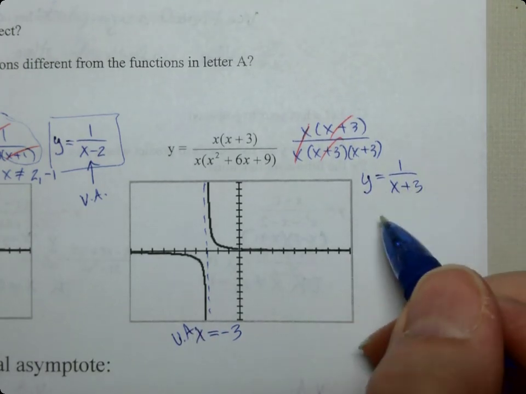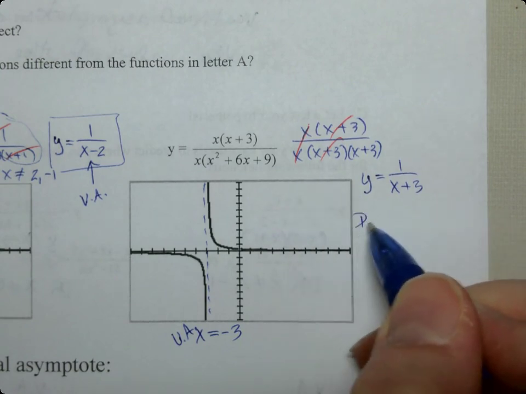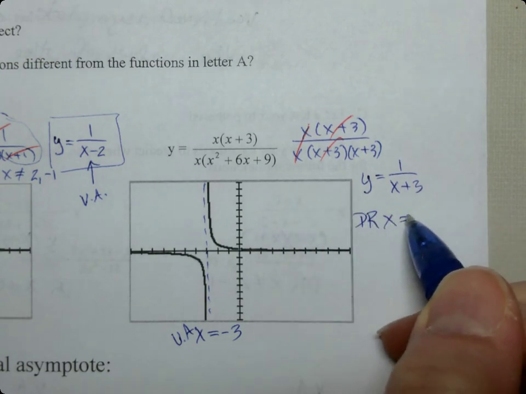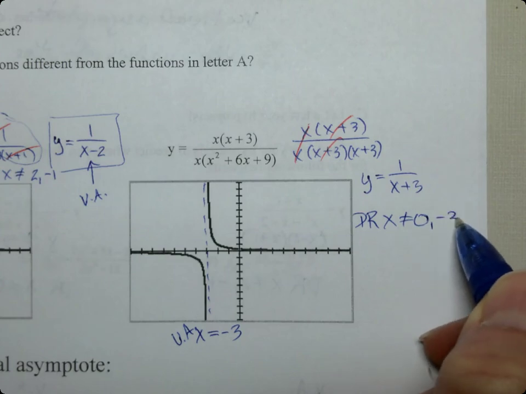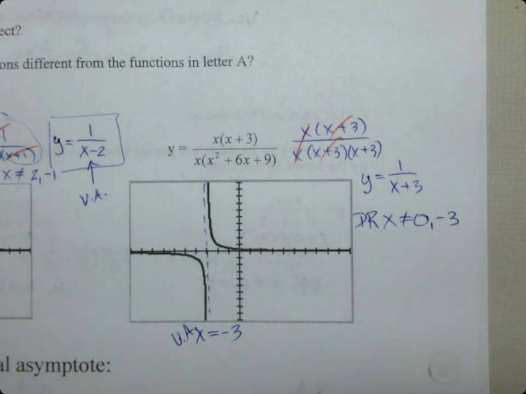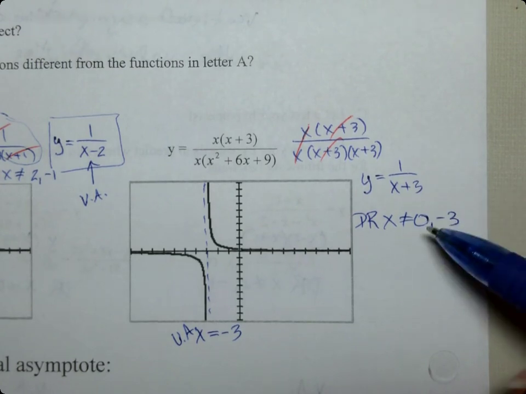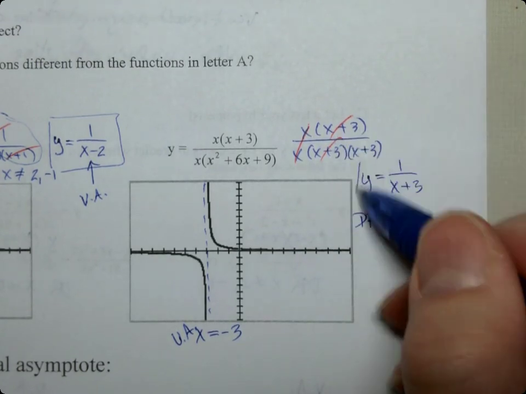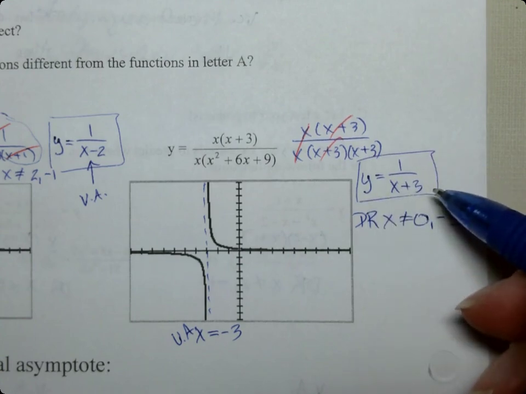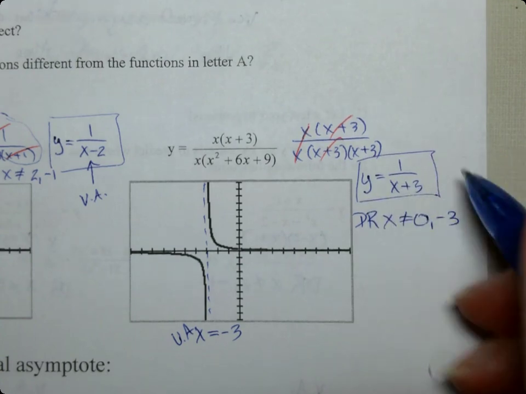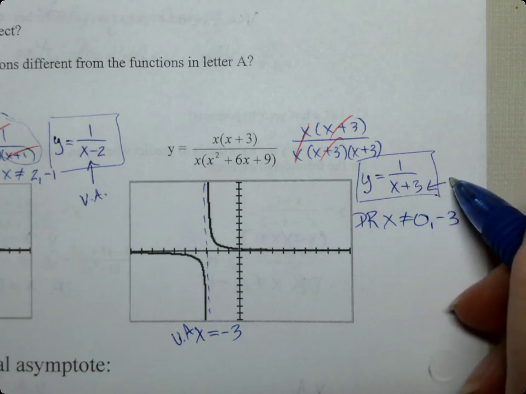What was my domain restriction here? X could not be 0 or negative 3. So we assumed on the other side, we had a vertical asymptote at 0 and negative 3. 0 is still a domain restriction, but my vertical asymptote is based on what's left. So I only have a vertical asymptote from here.